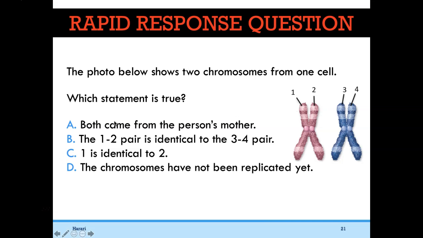So we'll go one by one. Both came from the person's mother. No, that's not correct. The 1-2 pair is identical to the 3-4 pair. No, that is not true. 1 is identical to 2. That is correct, right? So C is correct. The chromosomes have been replicated already. So we can say that these are homologous to these, and 3 and 4 are sister chromatids, and 1 and 2 are sister chromatids. But 2 and 3 are non-sister homologous chromosomes.